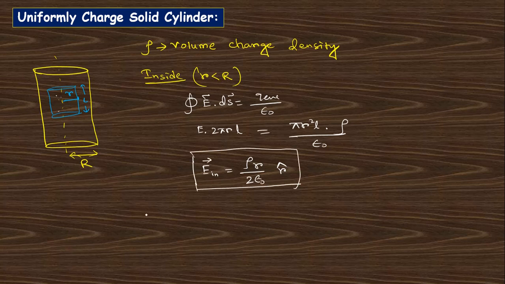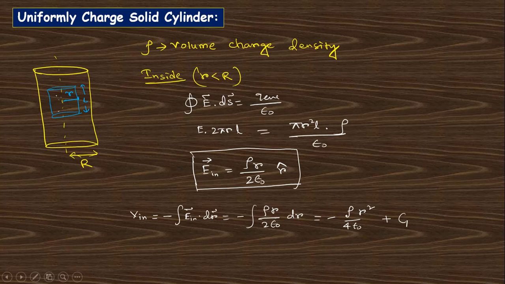Clear? So what will be the following potential? Potential is minus E dot dr. So this is nothing but minus rho R by 2 epsilon naught dr. So this is rho R square by 4 epsilon naught, that is minus rho R square by 4 epsilon naught, plus C1. In the same fashion we can find out C1 after getting the boundary condition.